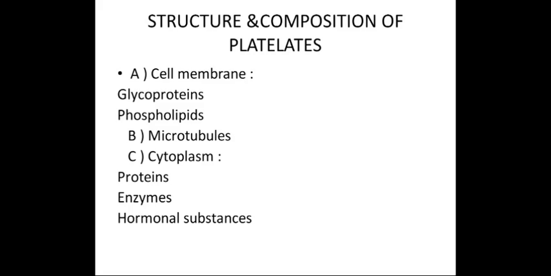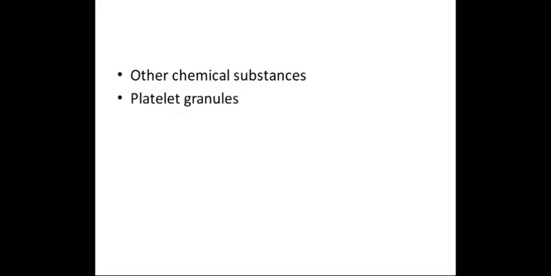Now we will see the platelet granules. The granules present in cytoplasm of the platelets are of two types. These are the alpha granules and second are the dense granules. Now we will see about the alpha granules. The alpha granules contain number one, clotting factors. These clotting factors are fibrinogen, factor 5, and factor 13.